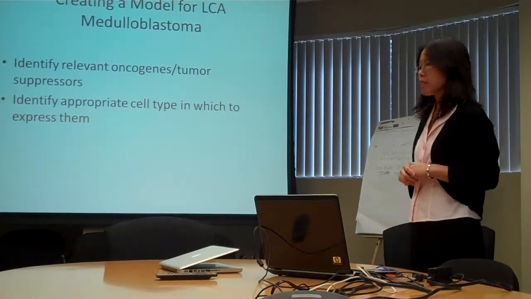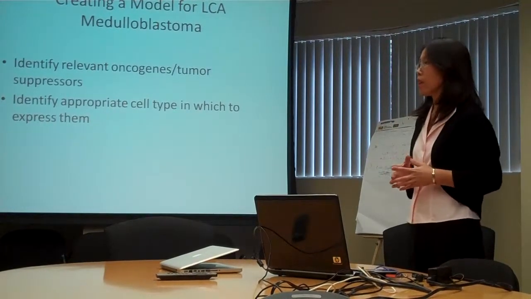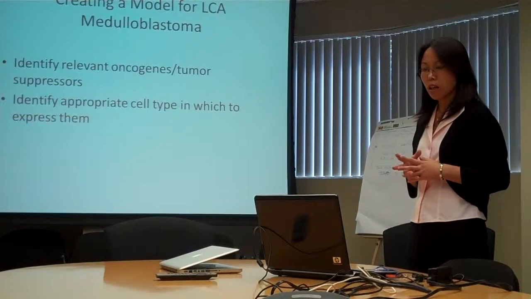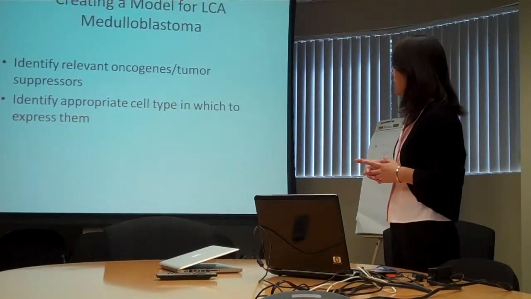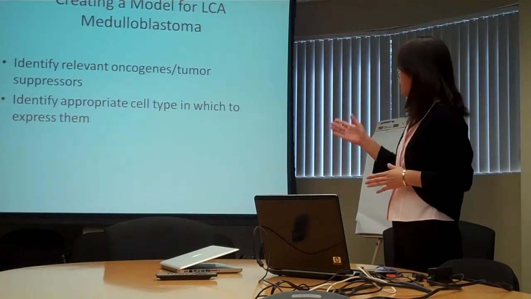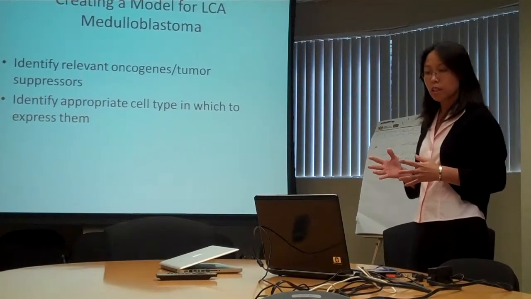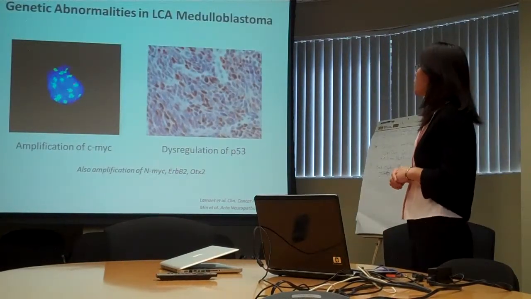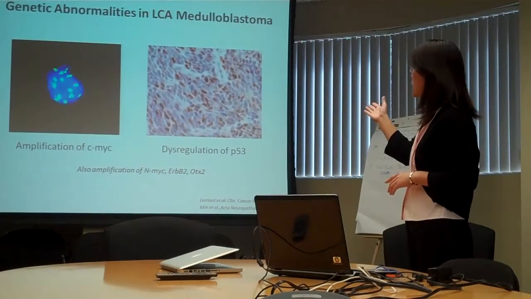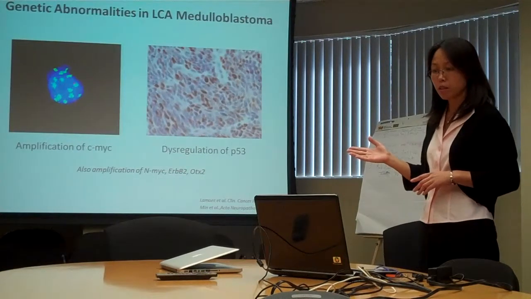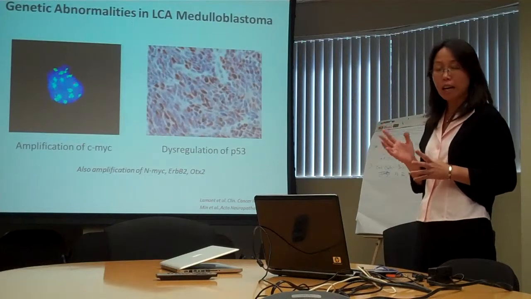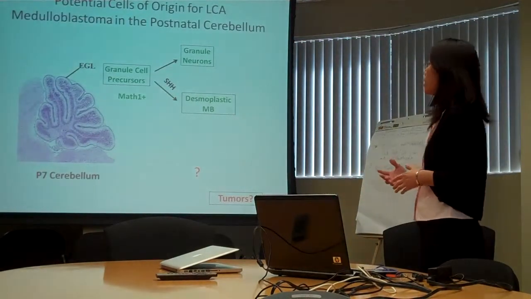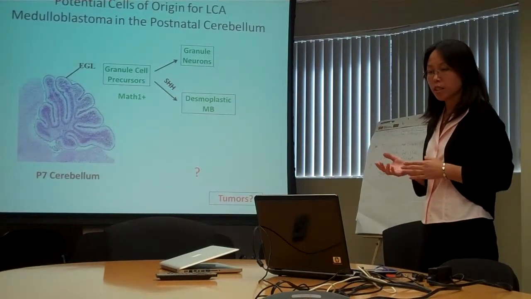To create a mouse model for large-cell anaplastic medulloblastoma, there are 2 points we should think about. The first is which oncogenes are activated or which tumor suppressors are inactivated to cause medulloblastoma. The second is what the cell origin is. In other words, what normal cells can give rise to large-cell anaplastic medulloblastoma? Previous studies have shown amplification of MYC and dysregulation of p53 in human large-cell anaplastic medulloblastoma. However, it's not clear whether that is a cause or consequence of the transformation. So that's the purpose of my project, to answer this question.